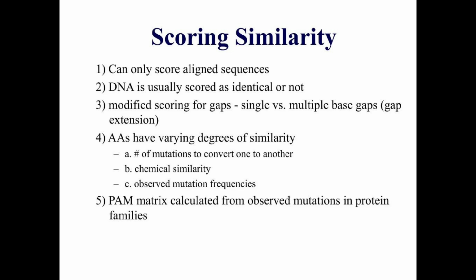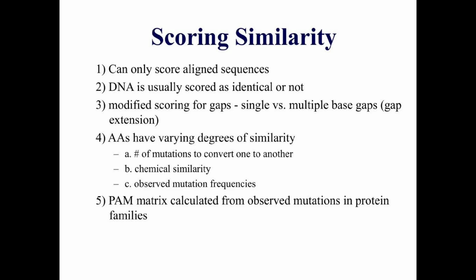Modifying and scoring gaps, single or multiple base gaps are taken into consideration. In the same manner in the case of amino acids, varying degrees of similarities are noted. Further, in the case of amino acids, the number of mutations for conversion of one amino acid to another amino acid is also taken into consideration. If one amino acid is replaced with the same amino acid, that is due to degeneracy of the genetic code in the third nucleotide position, so that is not taken into much consideration.